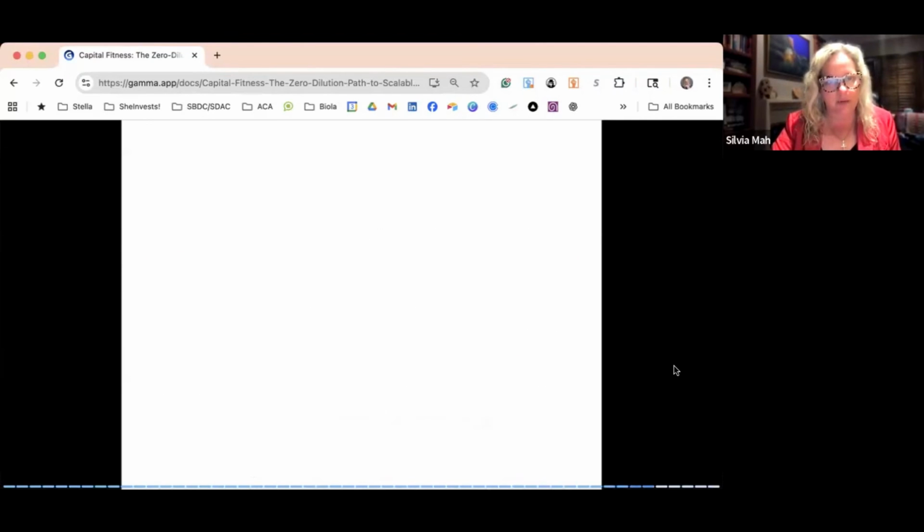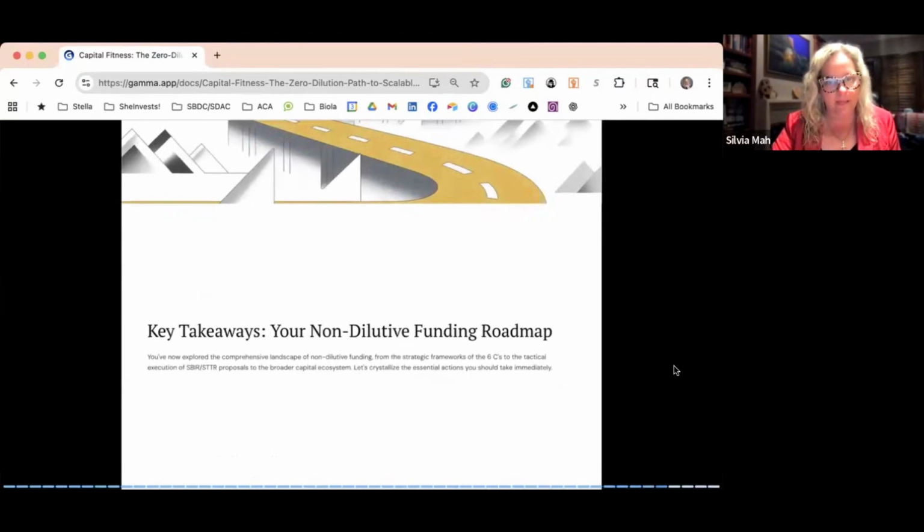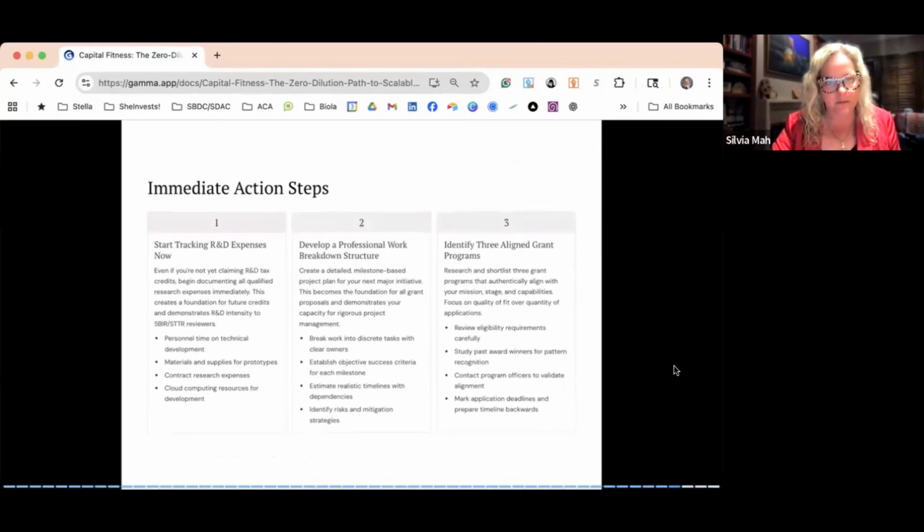So I'm not going to go into credit and loans. Perfect. So, immediate next steps in the last 2 minutes, there are three things that I want you to walk away with. Number one is start tracking your R&D expenses now. Even if you're not yet claiming R&D tax credits, or you are doing R&D, you're building an app, you're building a technology, track your personnel time, materials and supplies, contract research expenses, and even cloud computing resources.